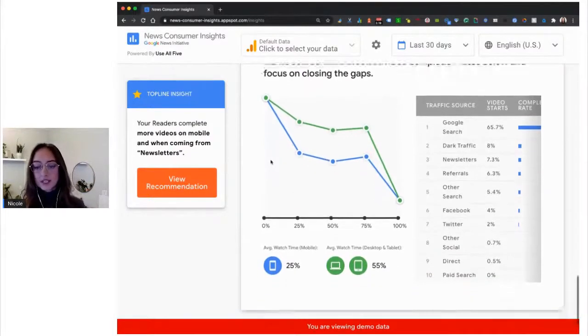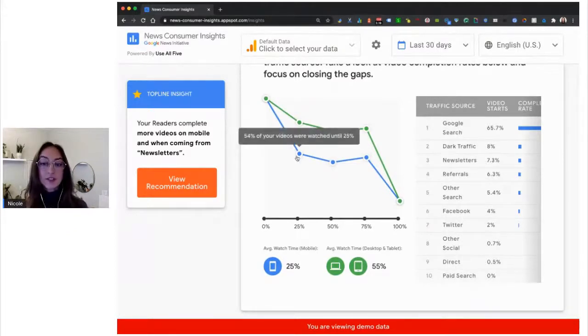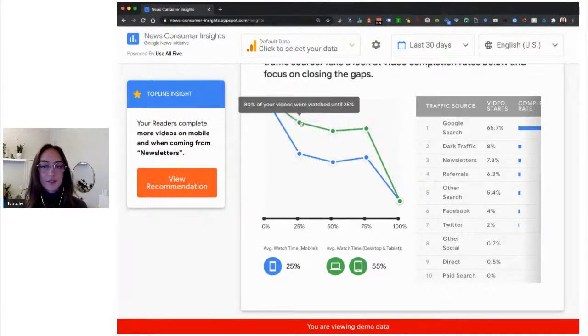And so what we'll see here on the graph is the blue indicates your mobile average watch time, which is 25%. 54% of your videos were watched until 25%. And then we'll look at average watch time for desktop and mobile, and it'll say 80% of these videos were watched until 25%. So better understanding how users are engaging on the different platforms.